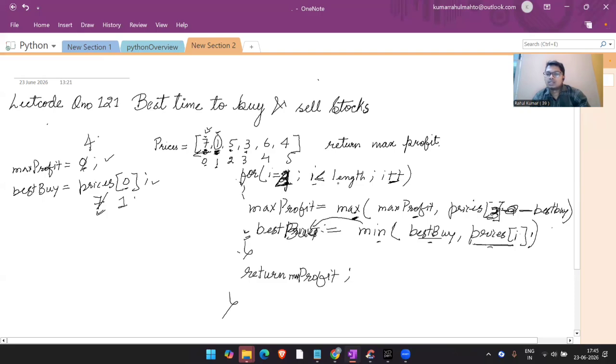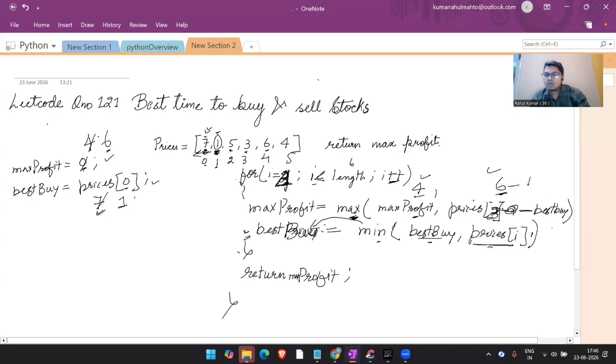So 4 is less than length. What is length? 6. Obviously, this is less. So I will just execute this particular line. What is maximum profit? 4. And what index I am standing right now? 6. Which is greater, 4 or 6? Obviously 6. So this particular method gives the maximum value among these two numbers. So 6 will be assigned into maximum profit. So let me update here. Now maximum profit is 6.